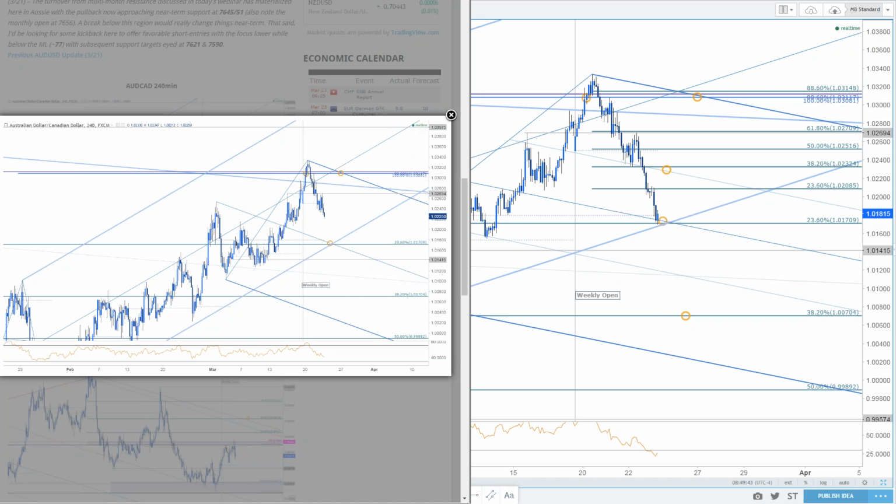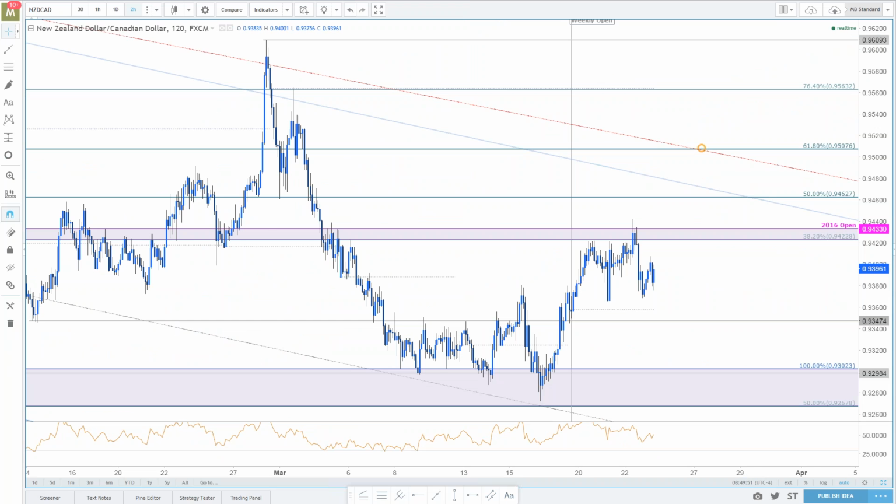Okay, that's number 3. Next up, and another CAD cross of interest, is Kiwi CAD. As I said yesterday, the RBNZ was a bust. You didn't really get much. They were kind of, well, there's room for depreciation in the New Zealand dollar, which is a constant we hear from them. They talked about growth being pretty decent, expecting a pickup.